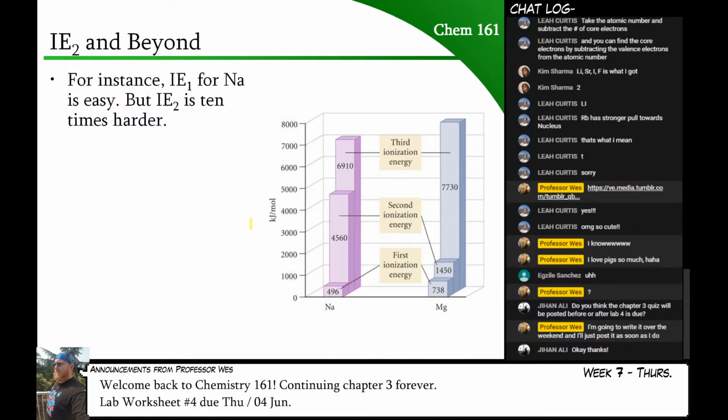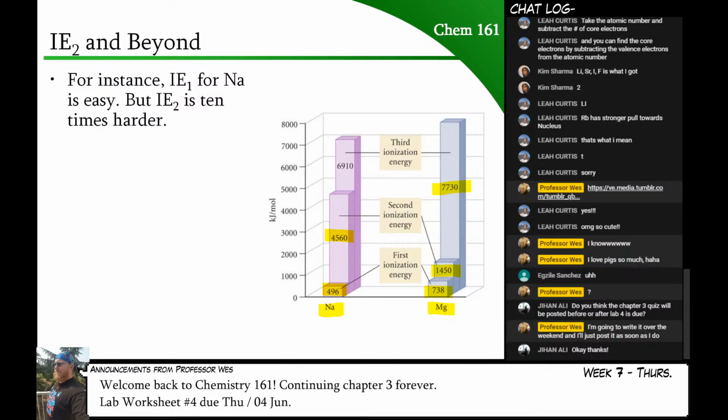When you do that, you see a giant jump in energy. So for instance, here's sodium. It's 496 kilojoules per mole to ionize the first one. But it's 10 times more to get the second one, because the second electron being taken is a core electron. Magnesium has 2 valence electrons, and taking them is not relatively difficult, but getting that next one is extremely difficult.